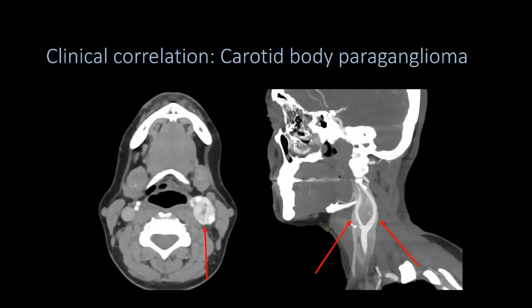This is a similar appearing lesion. It's avidly enhancing, but this time we have separation or splaying of the external carotid artery and the internal carotid artery, and this lesion is located at the carotid bulb. So this is another characteristic appearance and location for a carotid body paraganglioma.